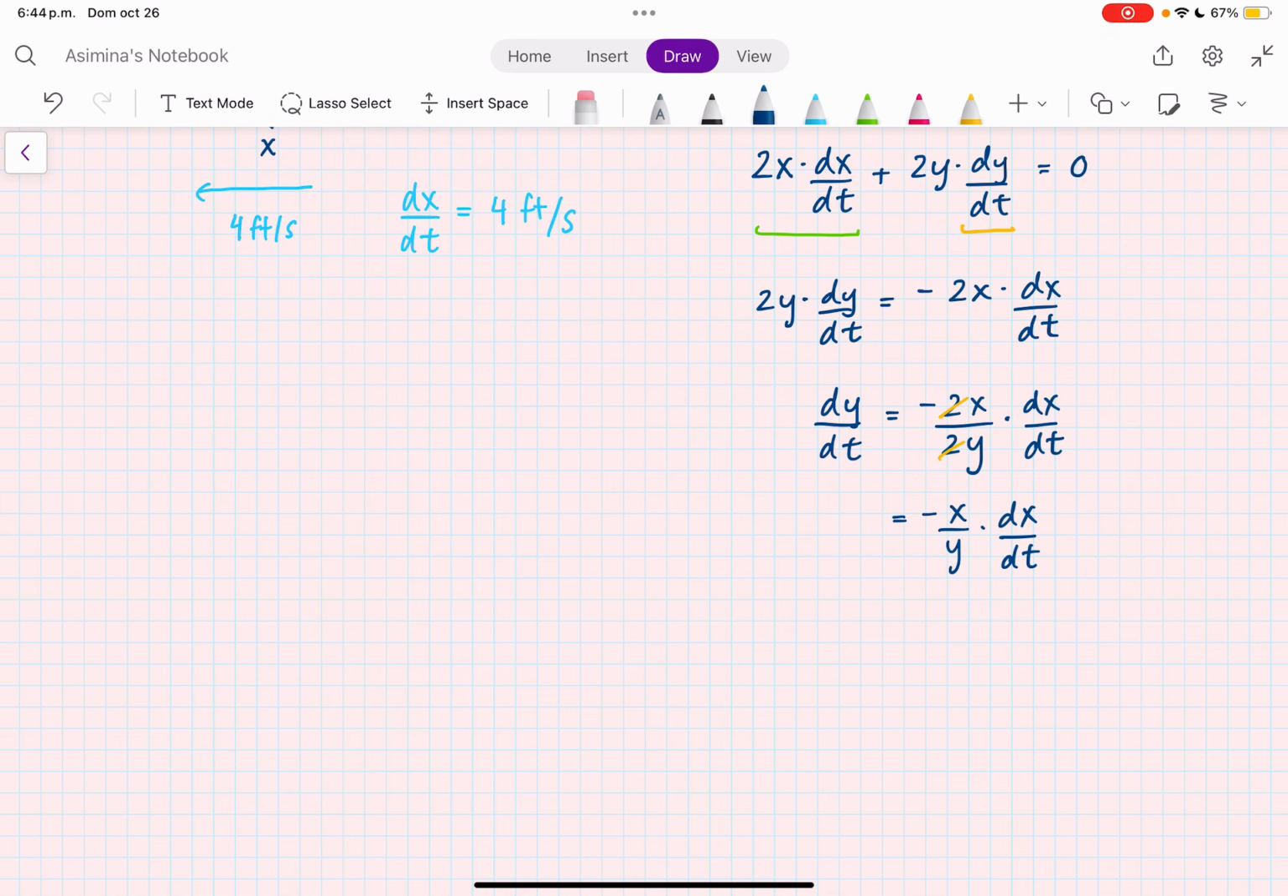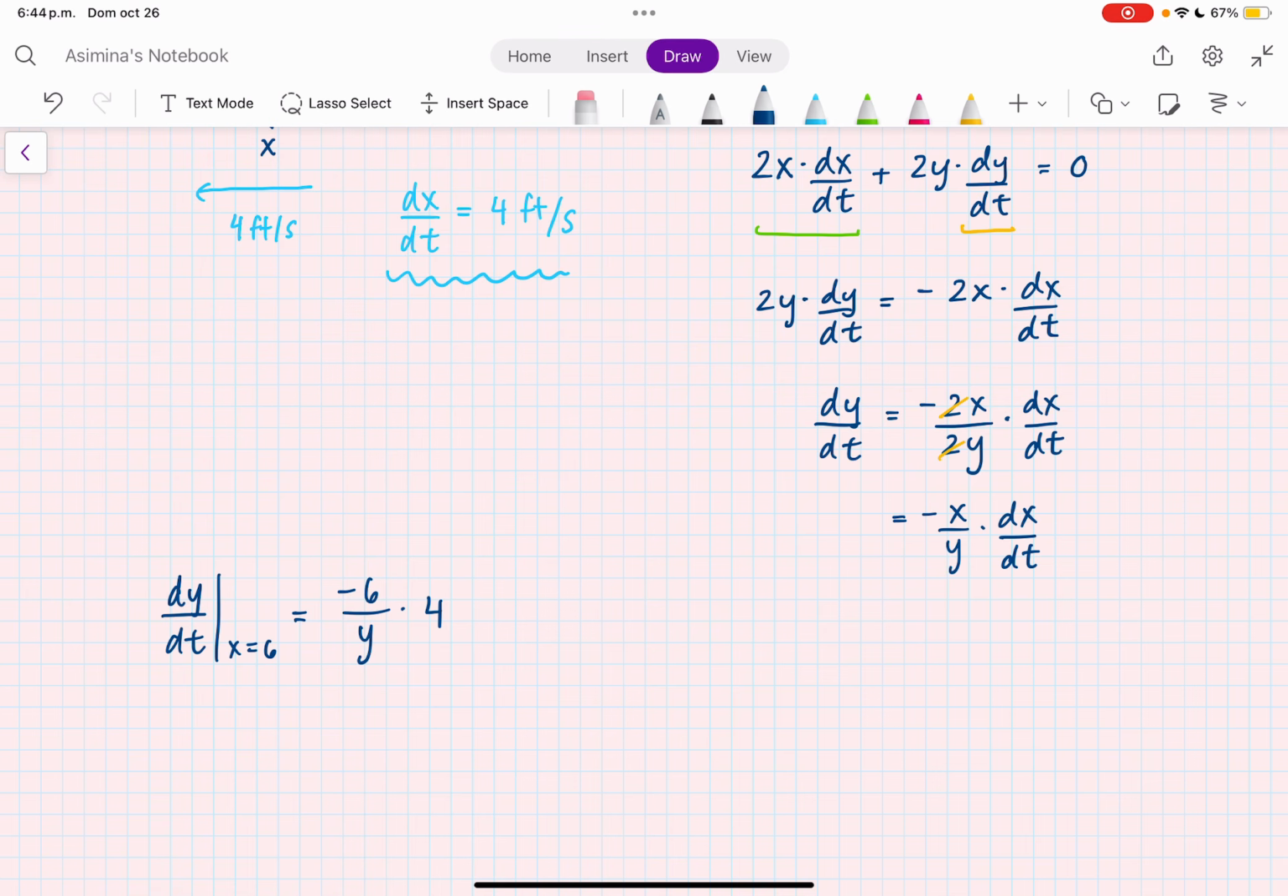We want to know what dy/dt is when x equals 6. Okay, so let's go ahead and plug that in. So what is dy/dt when x equals 6? That's going to be minus 6 over y times dx/dt. What is dx/dt? That's written right here. That's just 4. So I'm going to plug in 4.